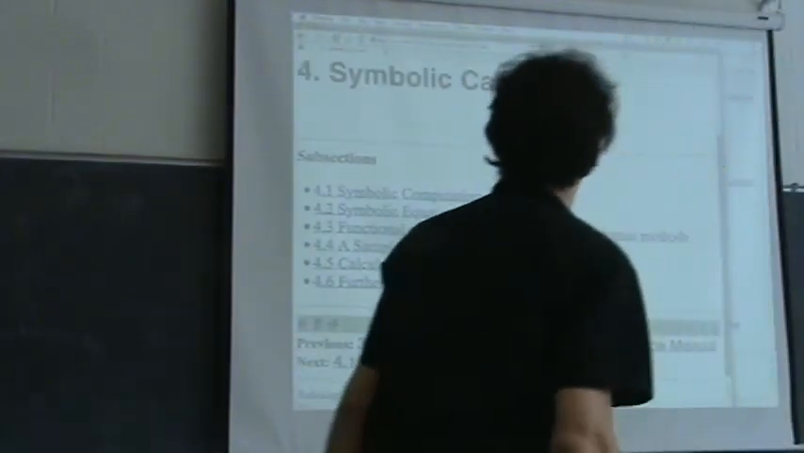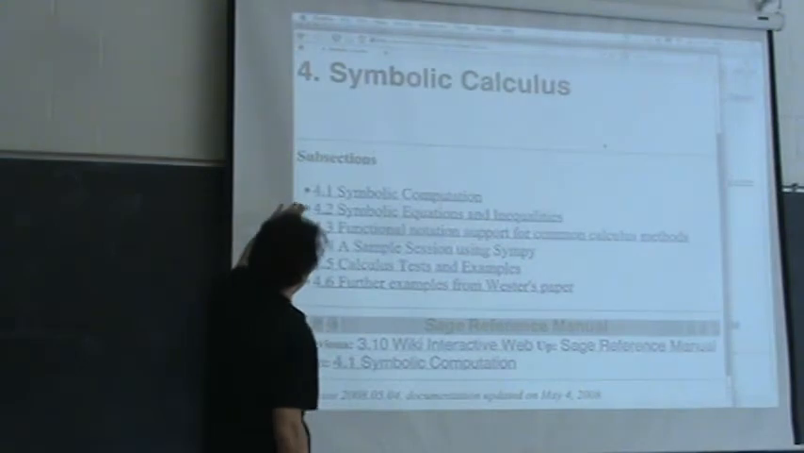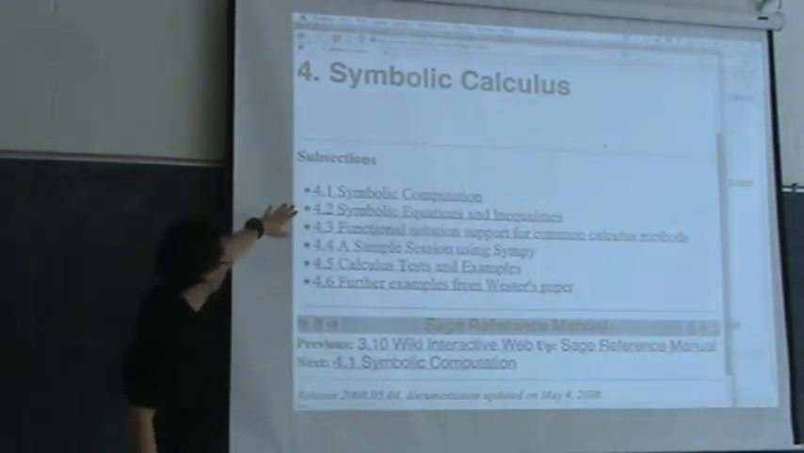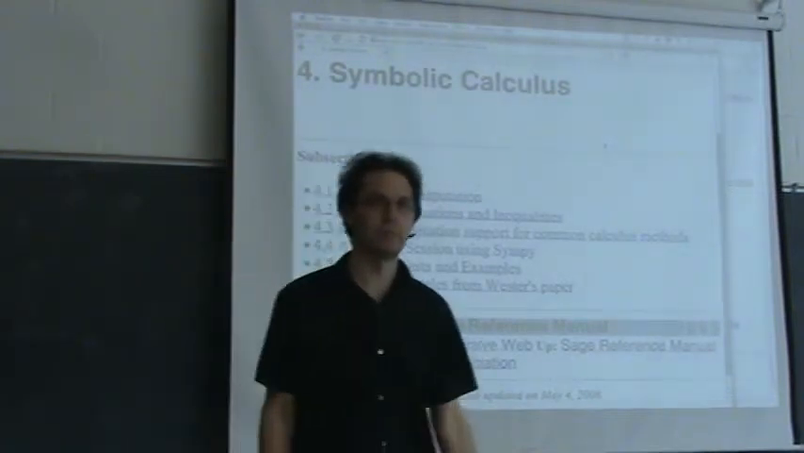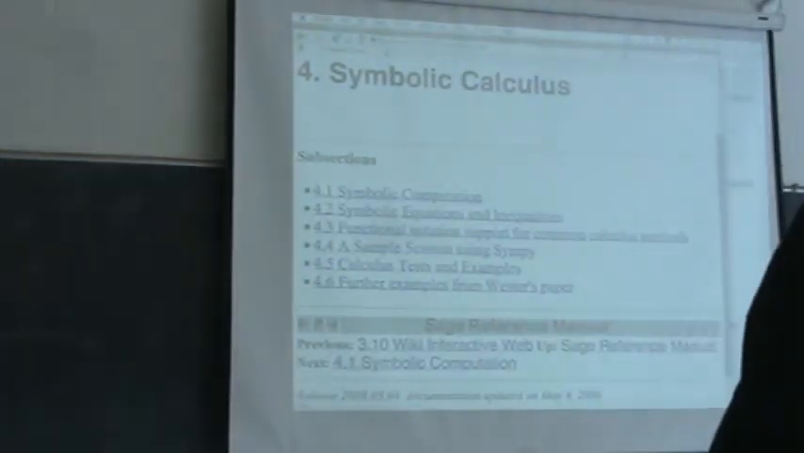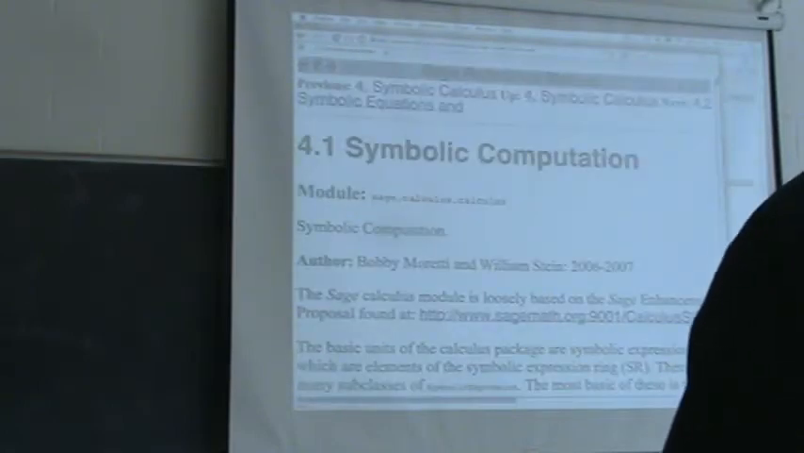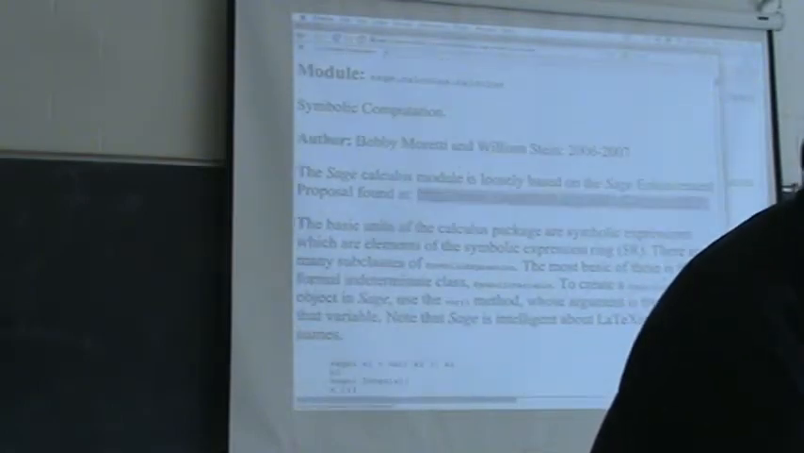So it's currently chapter 4, and it has these sections on general symbolic computation, and then equations and inequalities, and then there's some extra functions, and some other examples of things, and some tests and examples of using symbolic calculus. So the main section of interest is symbolic computation, section 4.1.